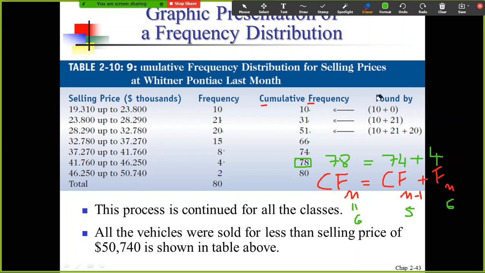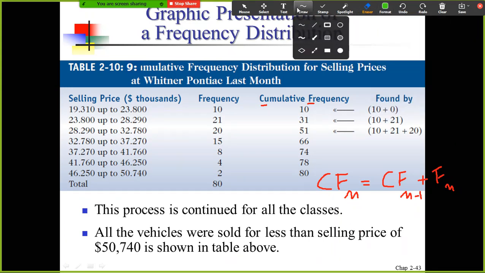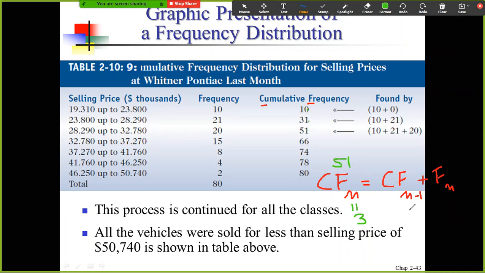Or maybe I can give you another example. If n equals 3, 1, 2, 3, that is 51. If n equals 3, n minus 1 is 2, 1, 2, that is 31, plus the frequency of 3, 1, 2, 3, which is 20. 51 comes from 20 plus 31. Okay, that's why this is short.